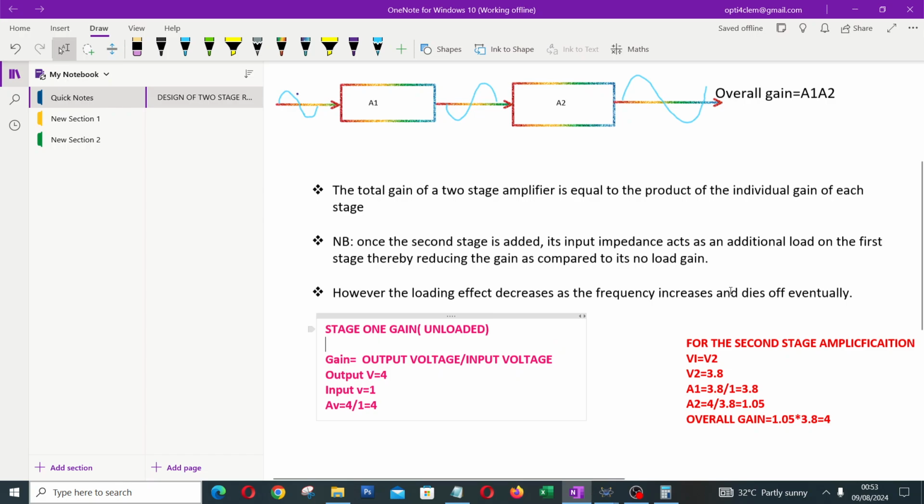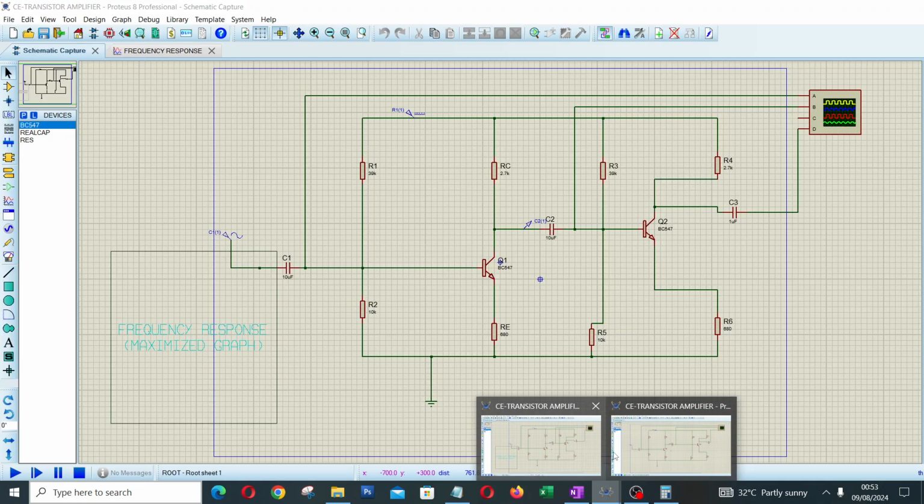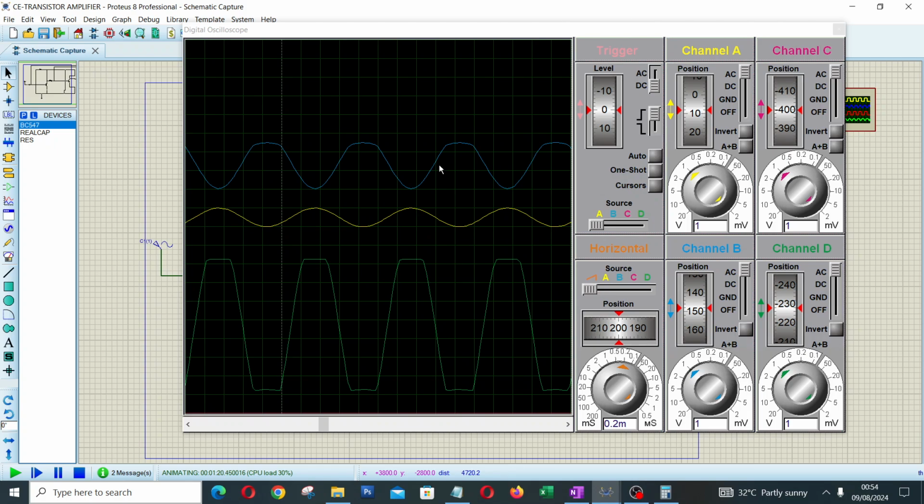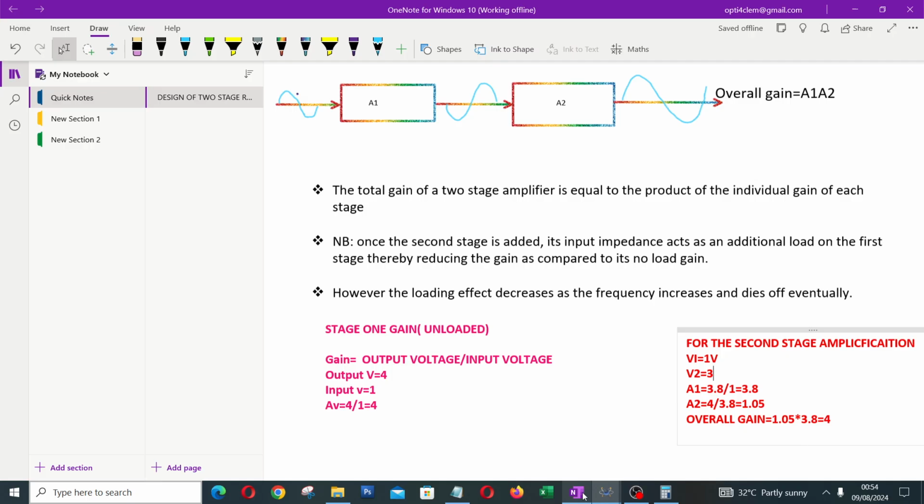So this was the gain. Now for the second stage, V1 is still 1 volt. Then V2 is now 3 volt. We have seen that there is a reduction in gain. V2 has reduced to 3. There's a reduction in our gain now.